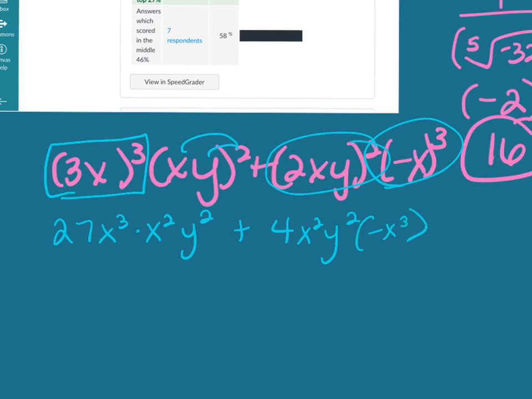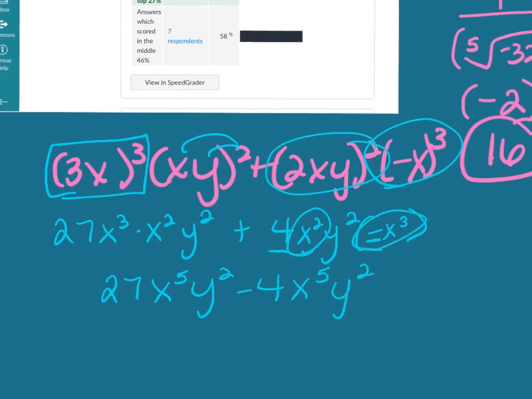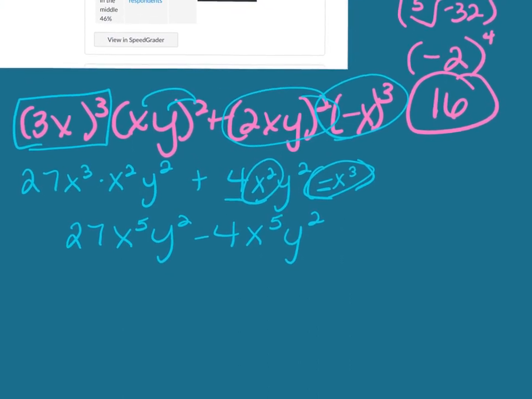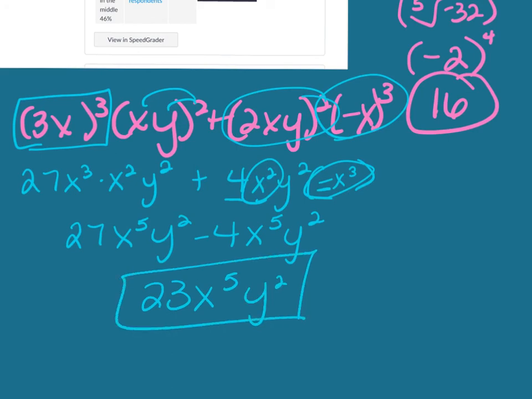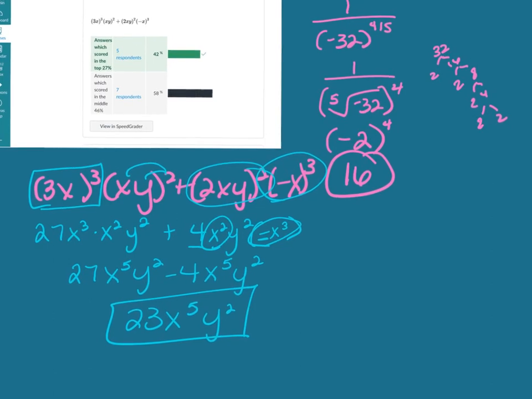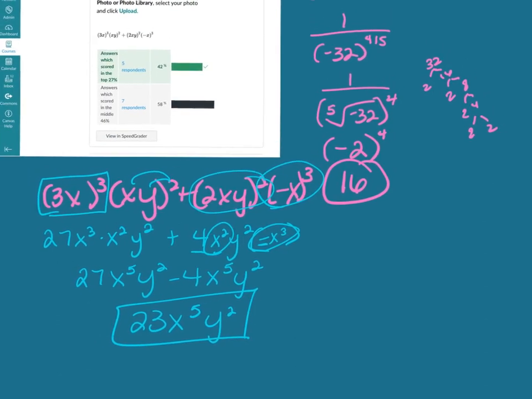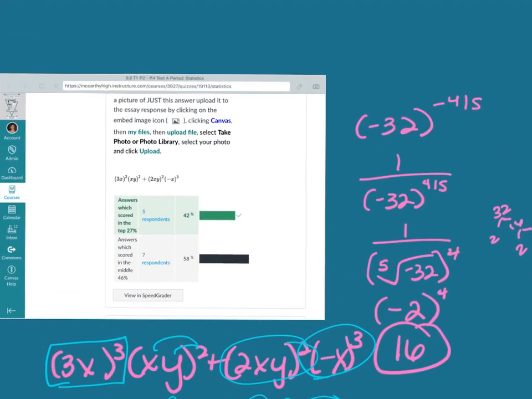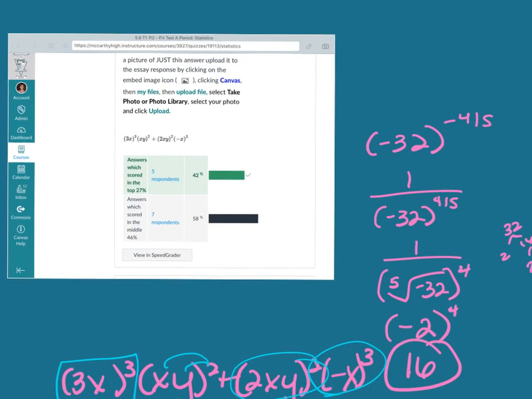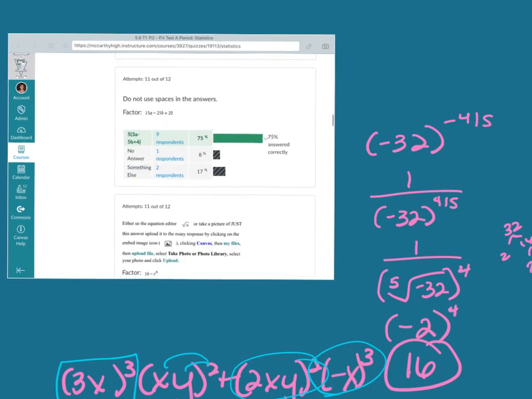When I multiply, I add the exponents, so this becomes 27x to the 5th y to the 2nd. Negative here makes this minus 4. X to the 2nd and x to the 3rd makes that x to the 5th and y to the 2nd. Now the exponents are the same, so I can actually combine these into one term, making it 23x to the 5th y to the 2nd. That one was a big common mistake. Okay. That was pretty good.